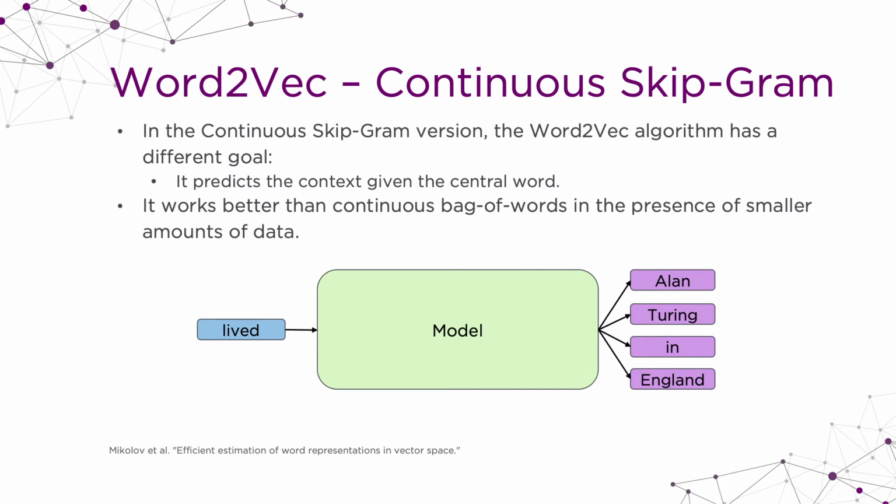And I mentioned that there is another way to run this. And in fact, we can do the opposite. So before we went from the context to the masked word, but here in the continuous skip-gram version, they do the opposite. So they go from the word to the context around the word. I will not go into details, but I will just say that this approach seems to work better if you have a small amount of data.